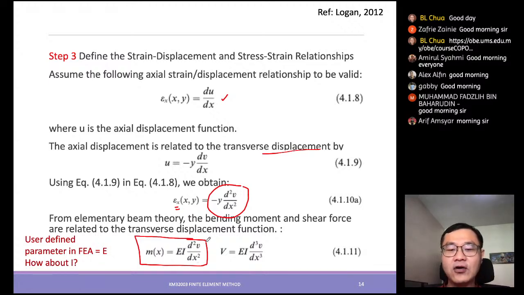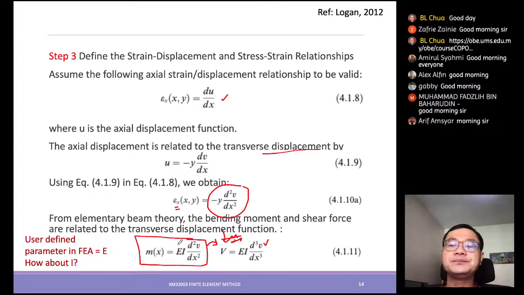So same thing for the shear side. The shear is basically dM over dx, so you further differentiate this whole equation with respect to x, therefore you will have d cubed v over dx cubed, right? So further differentiate it, and this is what we get.